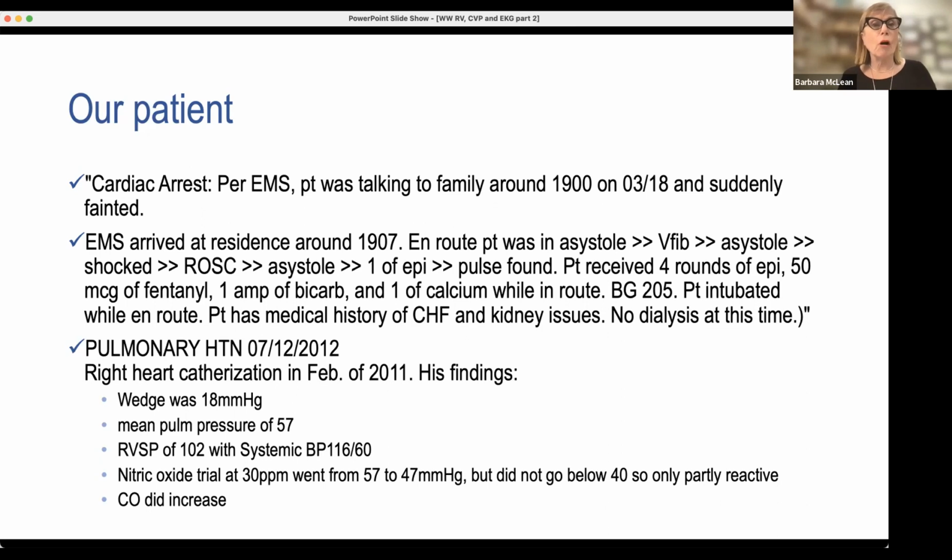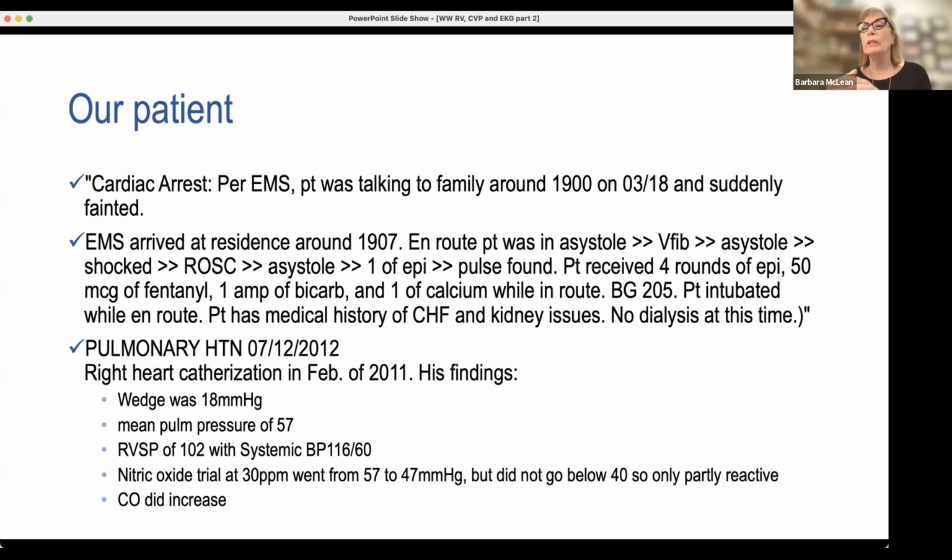Our patient had a cardiac arrest per EMS. The family said the patient was talking to them at around 7 p.m. on 3/18, and she suddenly fainted. EMS arrived. They called EMS around 1907. So EMS gets there in about 7 minutes, and the patient was found to be in asystole. They, of course, started CPR, started some therapies.